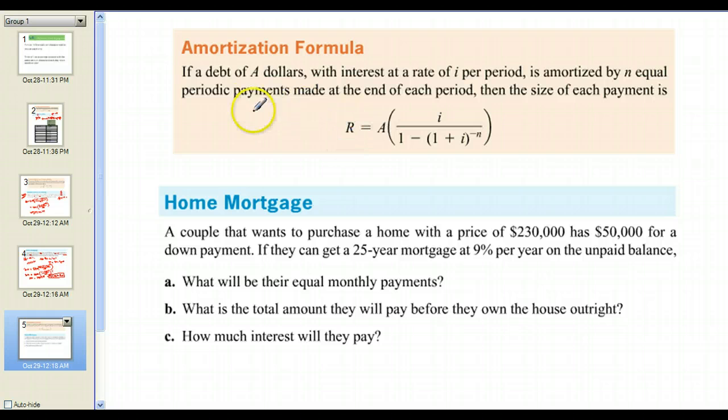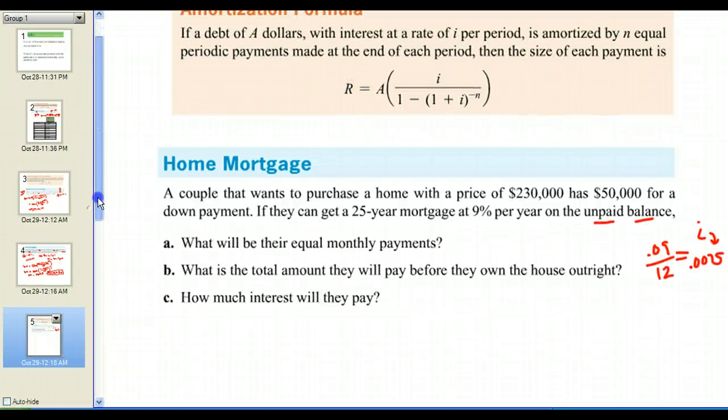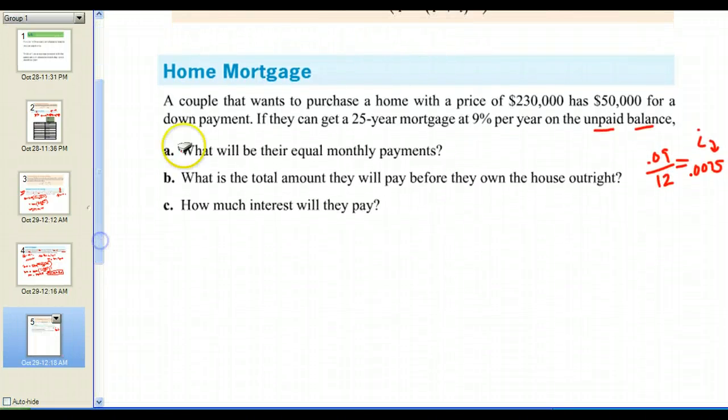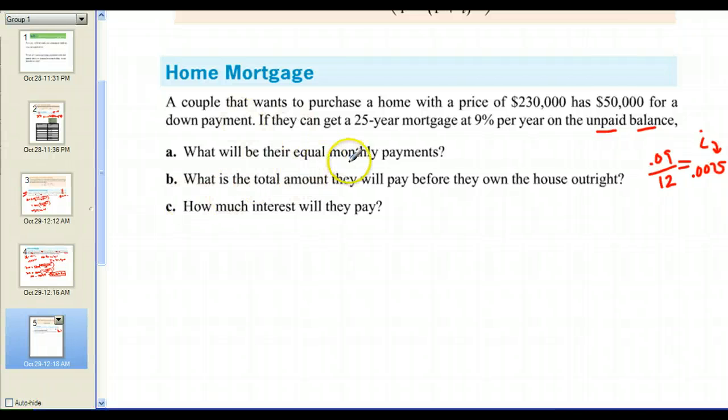So this is how this formula works. So if you have a debt of A, so this is your loan balance or your total loan amount, interest rate of this amount per period, for this many periods, this is how many payments you're going to use to pay off that loan at the end of each period. This is how much you're going to pay. Alright, so first of all, we want to know what's their equal monthly payments. That's part A. Alright, so we need the formula.